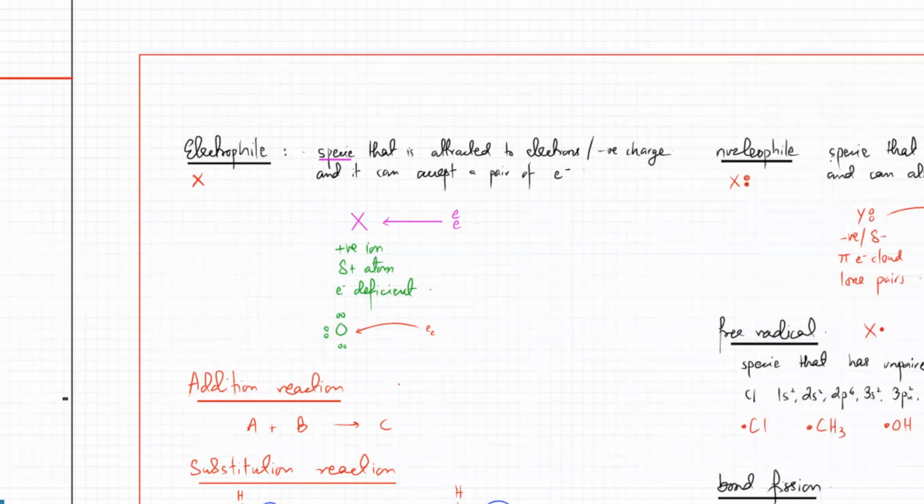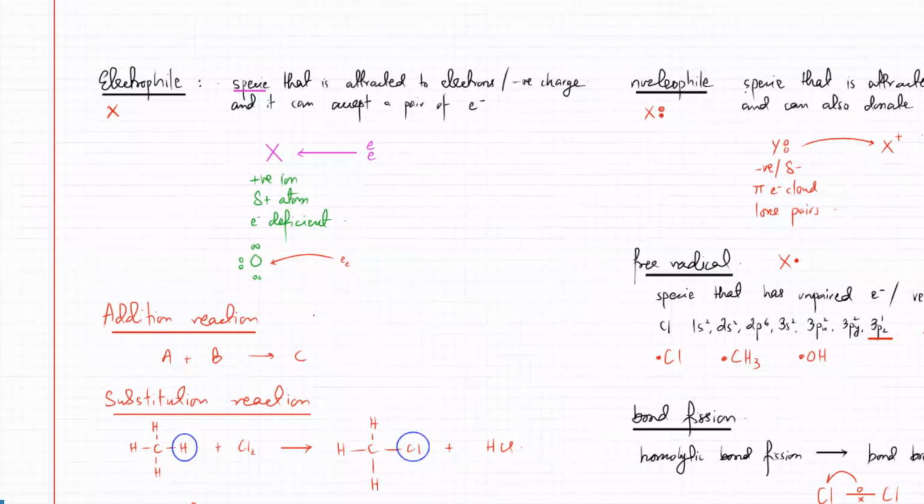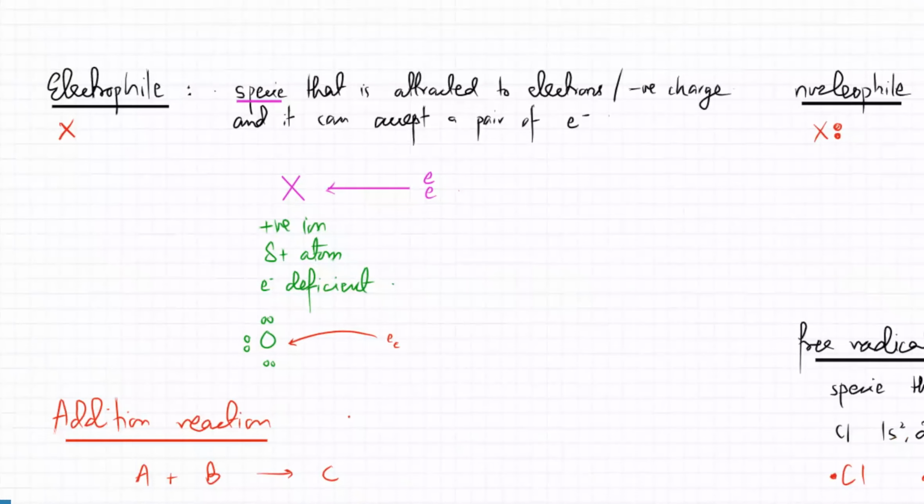So now this one. Yesterday we did electrophiles. I told you that an electrophile is something that is attracted to negative charge. And not only is it attracted to negative charge, it can also accept a pair of electrons. So if there's X, it's going to be attracted to electrons and it will accept them. So X would be something that is electron deficient. It either has a positive charge, a slight positive charge, or it would just simply be electron deficient. That is what X is.